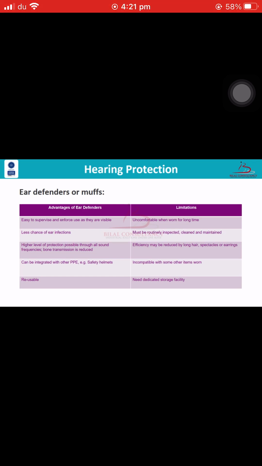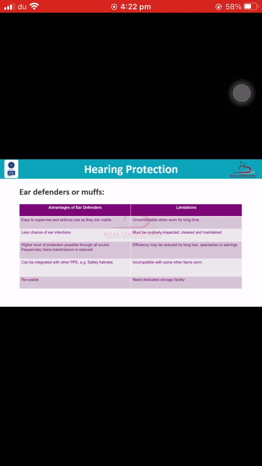The third advantage of earmuffs is a higher level of protection possible through all sound frequencies. Bone transmission is reduced. So the third advantage of ear defenders is they provide a high level of protection compared to ear plugs because of their size, covering and fitting. And the fourth advantage of ear muffs is they can be integrated with other PPE. For example, safety helmets. You can wear ear defenders with your safety helmets and with your safety goggles also. Ear defenders are reusable, unlike ear plugs, which are for one-time use, and after using them once you have to dispose of them. So what are the limitations of ear defenders?